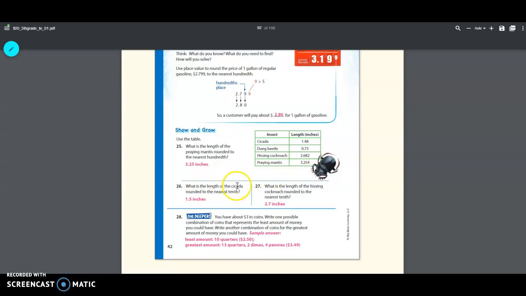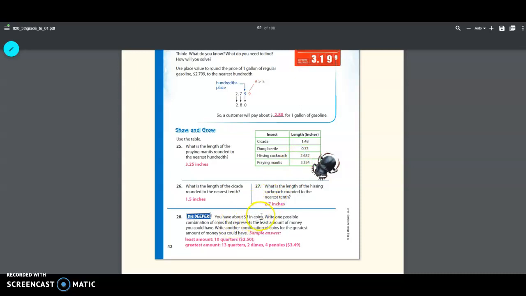What is the length of the cicada rounded to the nearest tenth? I look at it, I see the tenths place is a 4. I look to the hundredths, it's an 8. It's greater than 5. It means I'll be rounding this up to 1.5 inches. What is the length of the hissing cockroach rounded to the nearest tenth? Well, I look at the hissing cockroach, find the tenth, look to the right of it. It is a greater number than 5, so I'm going to be rounding up. It's going to be 2.7 inches.